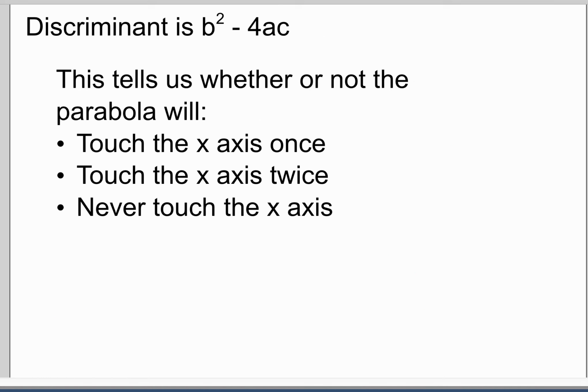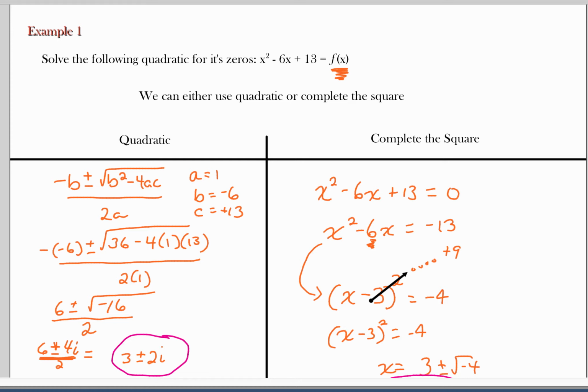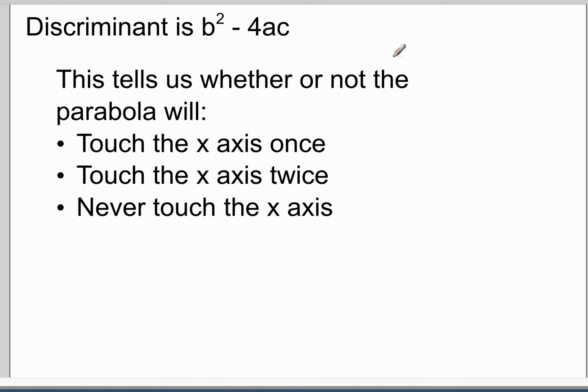So the big thing here is something called the discriminant, and that's b squared minus 4ac from the quadratic formula. Sometimes you just want to find out whether a quadratic has 1, 2, or no roots. This discriminant will tell us. For example, when we did the discriminant for the other example, it was negative 16. And when the discriminant is negative, the parabola will never touch the x-axis. And that tells us we have complex or imaginary roots.